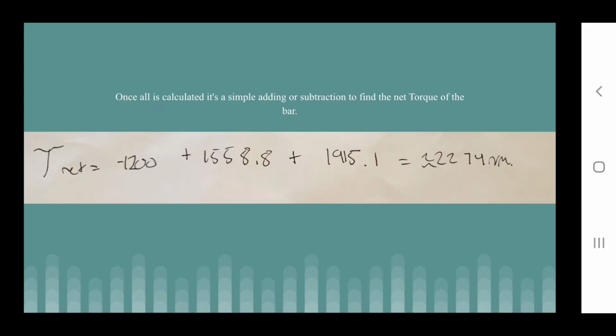Once you have done all the calculations for torque, now you can add and subtract the torques to get the total torque acting on the bar. So you'd have the negative 1200 because that is a clockwise force, and then the 2 counterclockwise forces are added to the equation. So the net torque total would be about 2,274 Newton meters.